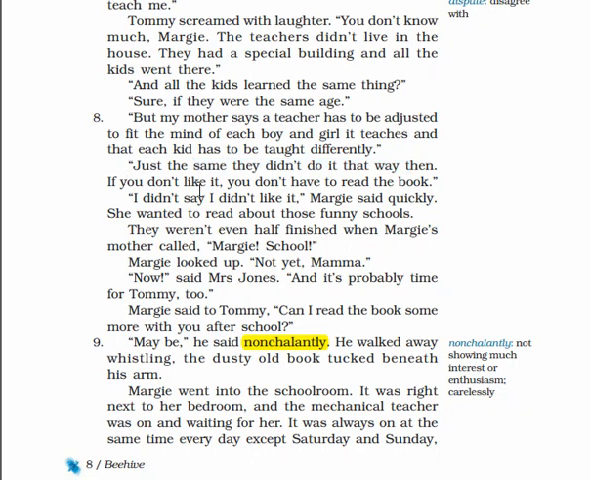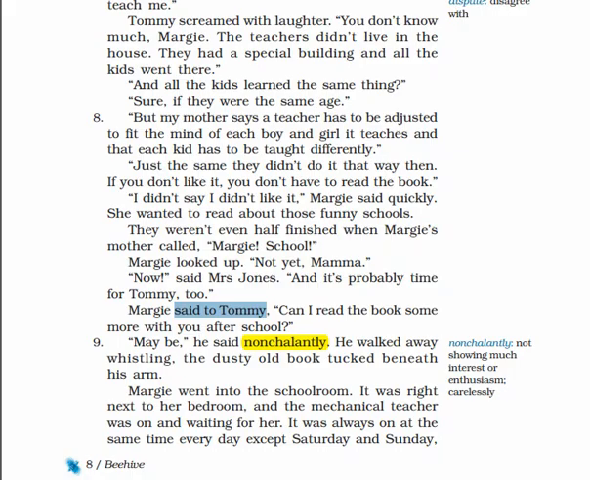If you don't like it, you don't have to read the book. I didn't say I didn't like it, Margie said quickly. She wanted to read about those funny books. They weren't even half finished when Margie's mother called. Margie, school. Margie looked up. Not yet, Mama. Now, said Mrs. Jones, and it's probably time for Tommy too. Margie said to Tommy, can I read the book some more with you after school?